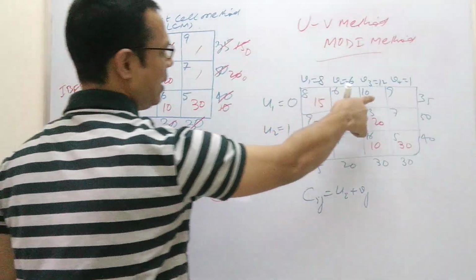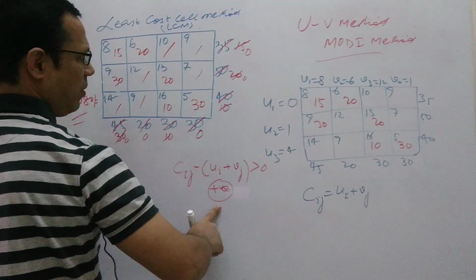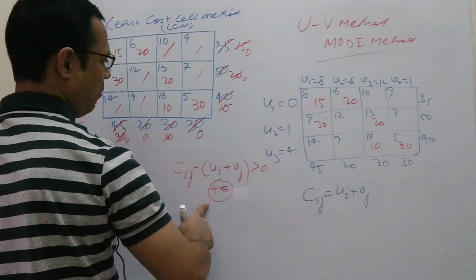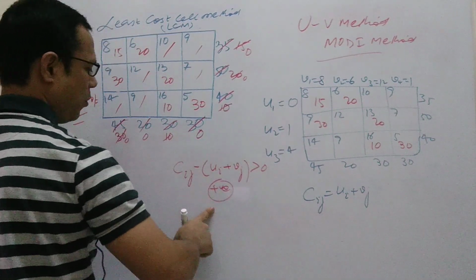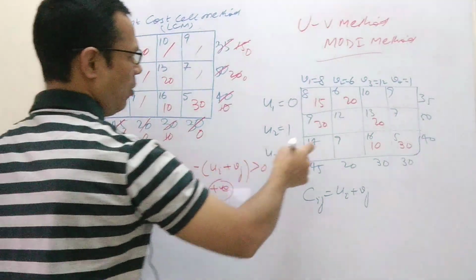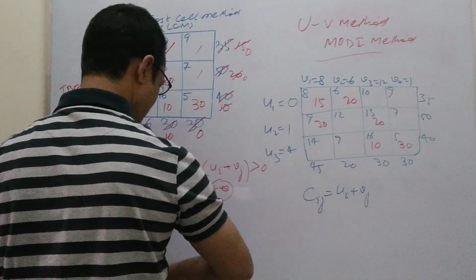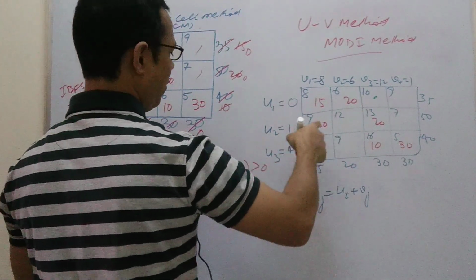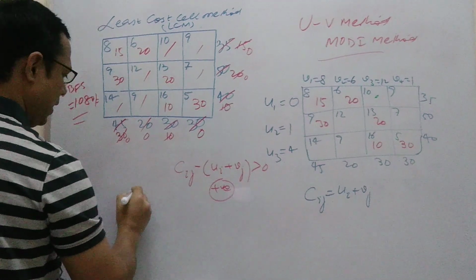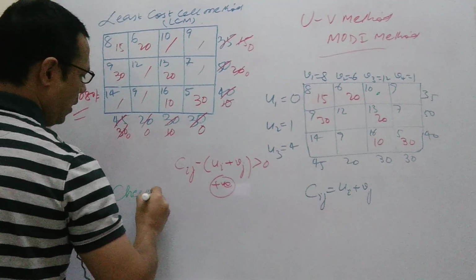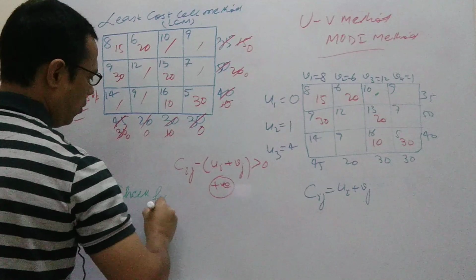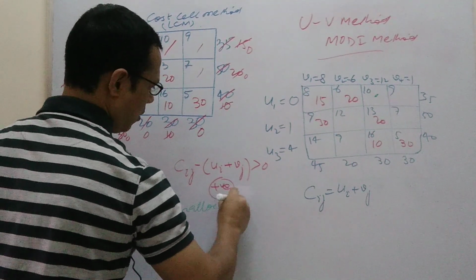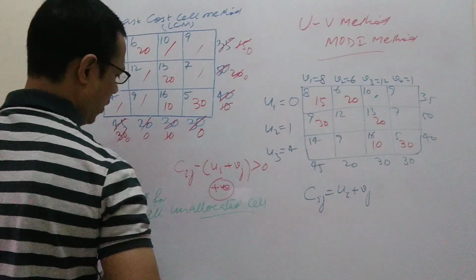But if any cell fails this positive condition, we need to move to the third step. We'll see what the third step says after this. For checking, we will move to this particular cell and see what it says. This formula is for unallocated cells, so we need to check for all unallocated cells.